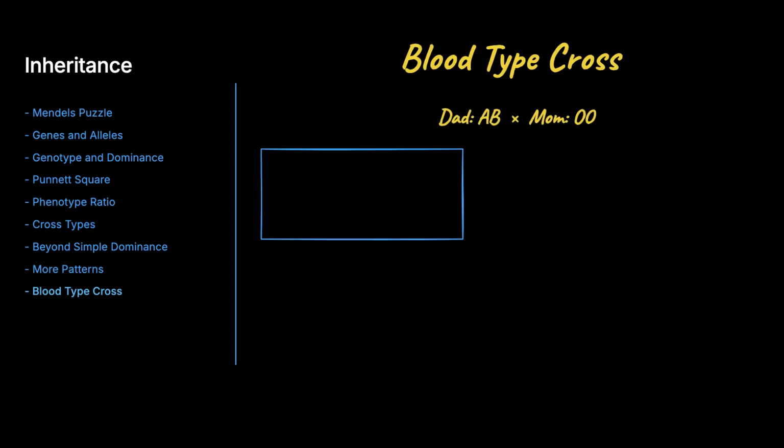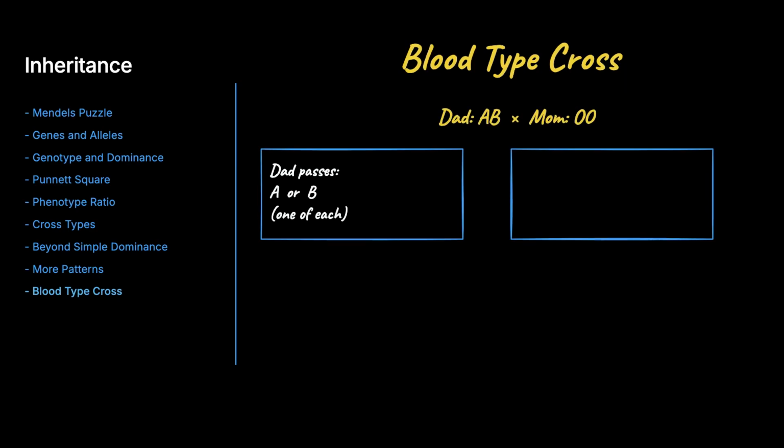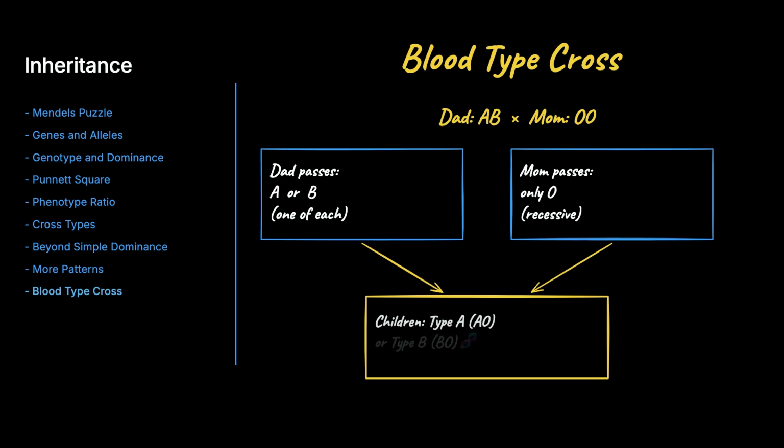Let me walk you through a question they genuinely ask. A father has type AB blood, a mother type O. What can their children be? Dad passes either A or B. Mom can only pass O, which is recessive. So every child gets 1 letter from dad and an O from mom, landing as type A or type B.